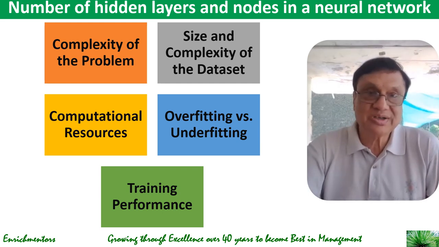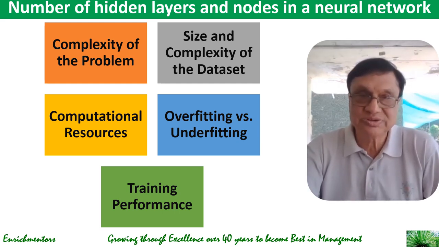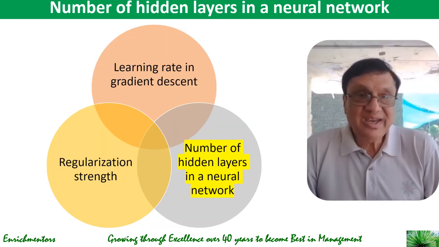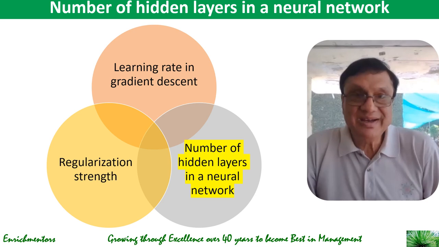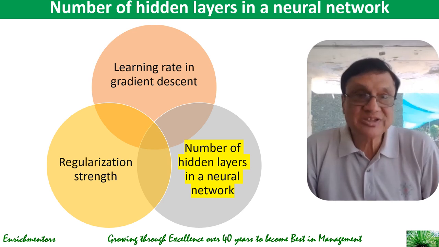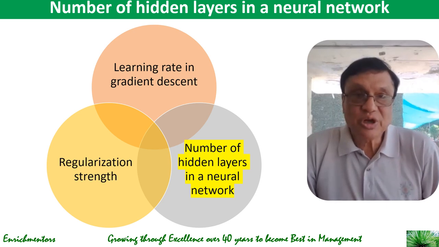So these are the factors that determine the number of hidden layers and nodes in a neural network. In practice, the optimal number of hidden layers and nodes is often determined through experimentation. There is no formula as yet. Experimentation and tuning is what determines it, using techniques like cross-validation and grid search. We have looked at cross-validation; grid search we will look at as we go forward.